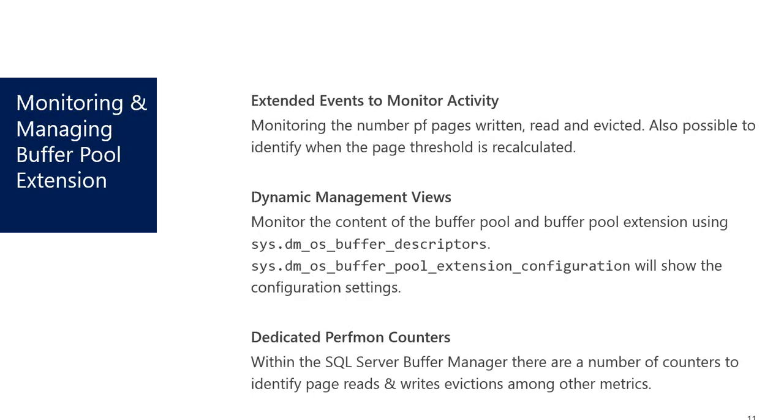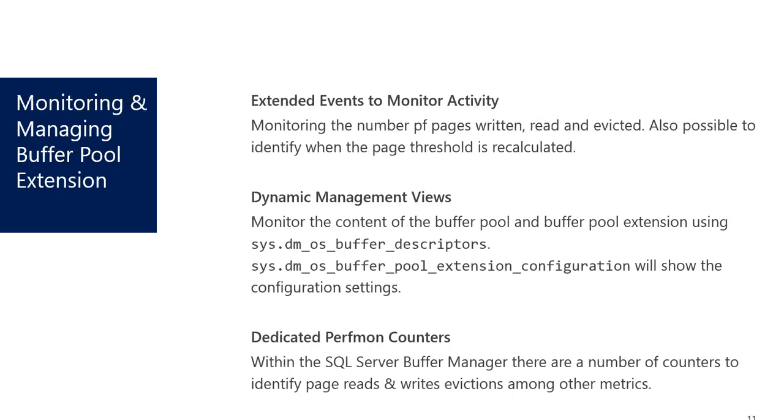Now we want to monitor and manage it. We've got a number of extended events in the system, basically to track evictions and what have you within the buffer pool. We'll have a look at those in the demos as we move forwards. We've got a number of DMVs. We've got one specific for buffer pool extension, which is the OS buffer pool extension configuration. Basically, this just tells you what state it's in, it's on, we've got a file, and this is roughly how big it is.